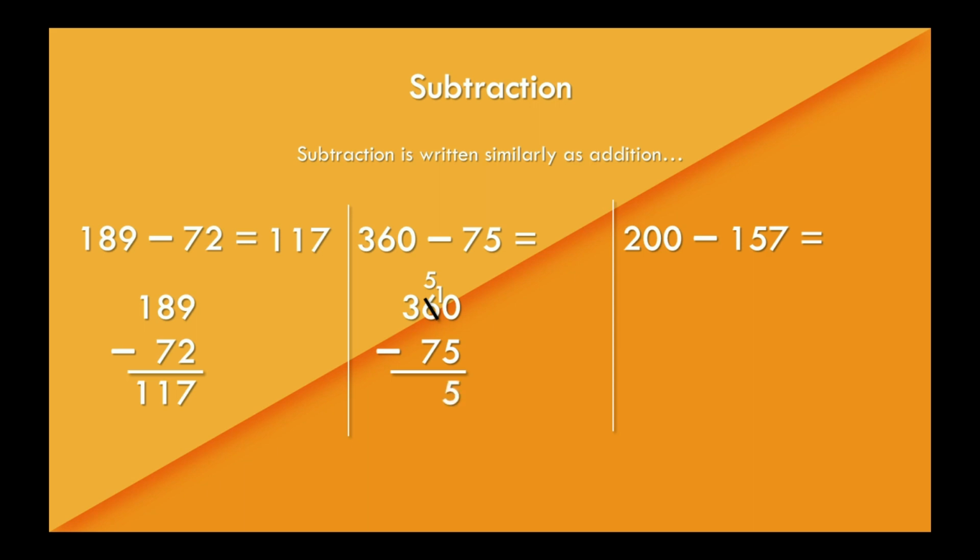Leave that below. Looking to continue, we see that 5 is smaller than 7, so we need to borrow yet again. We take 1 from the 3, leaving it as a 2, and give it to the 5, making it 15. 15 minus 7 is 8. Then we see that 2 minus nothing allows the 2 to come straight down. This gives us a final answer of 285.